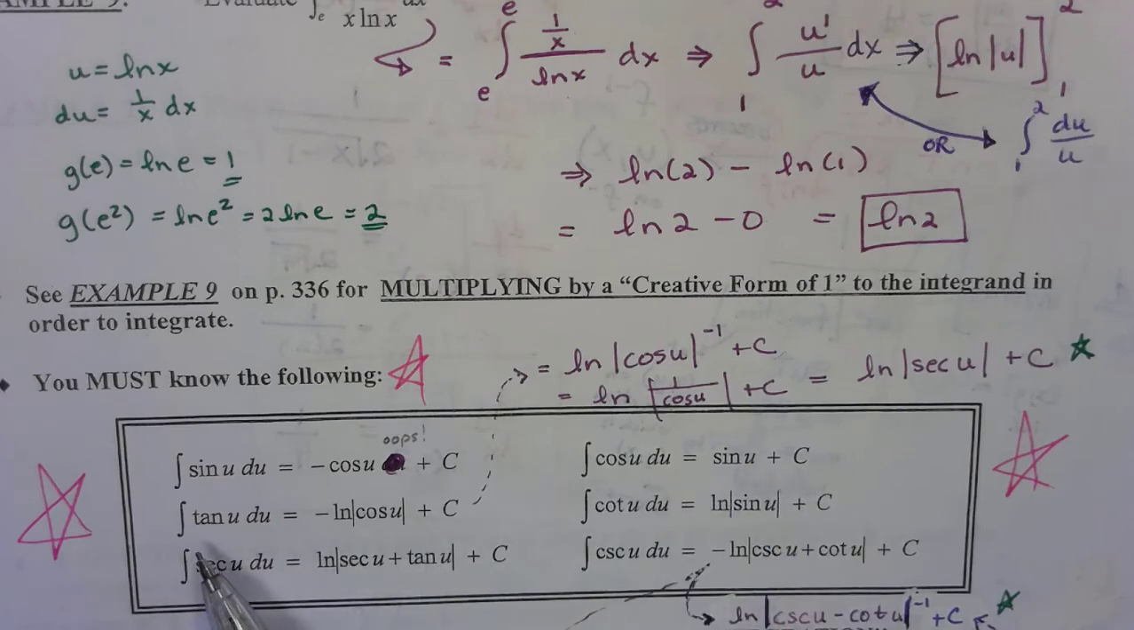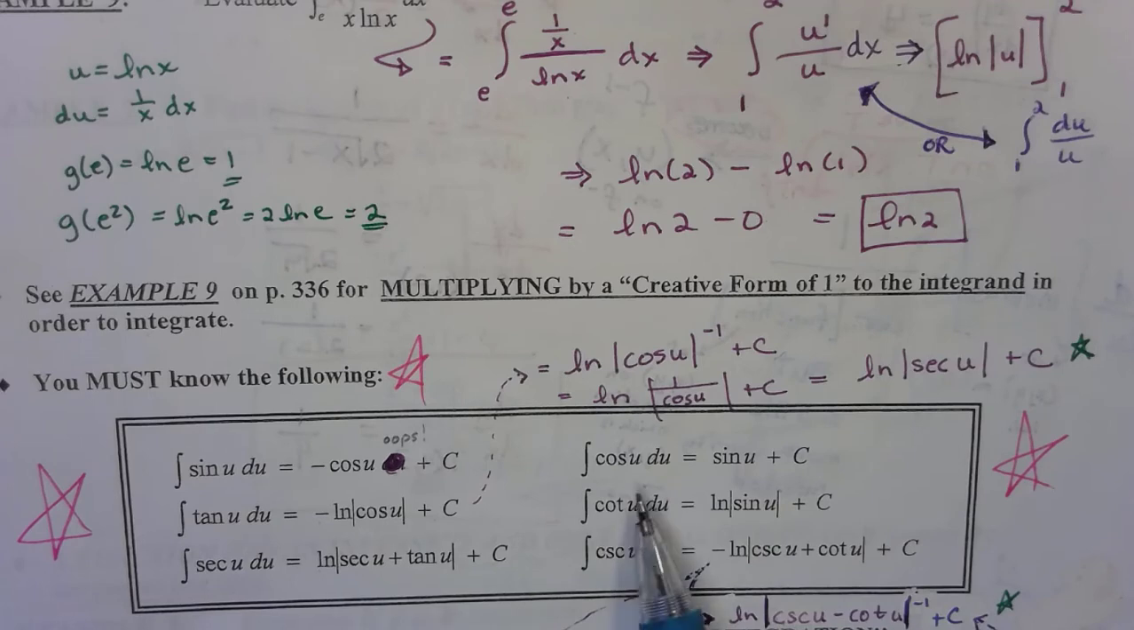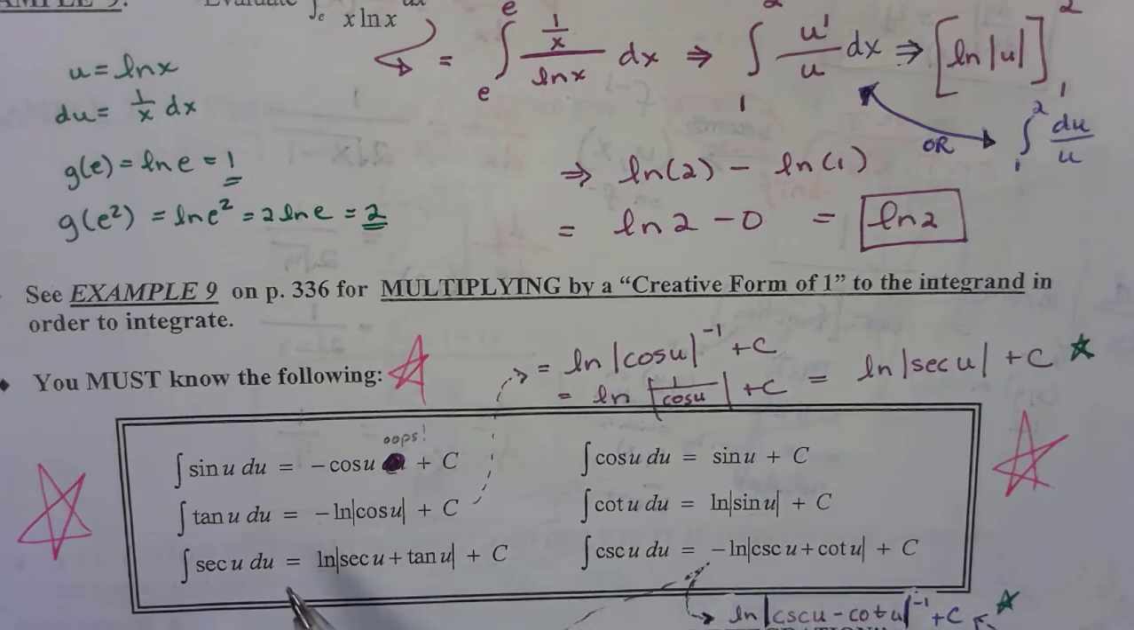The integral of tangent u du is the negative of natural log of cosine u plus c. The integral of secant u is the natural log of secant u plus tangent u plus c. The integral of cotangent u is the natural log of sine u plus c. All of these have absolute values. I'm sorry, I'm being sloppy. And the integral of cosecant u du is negative natural log of absolute value, cosecant u plus cotangent u plus c. Now, that's this book.